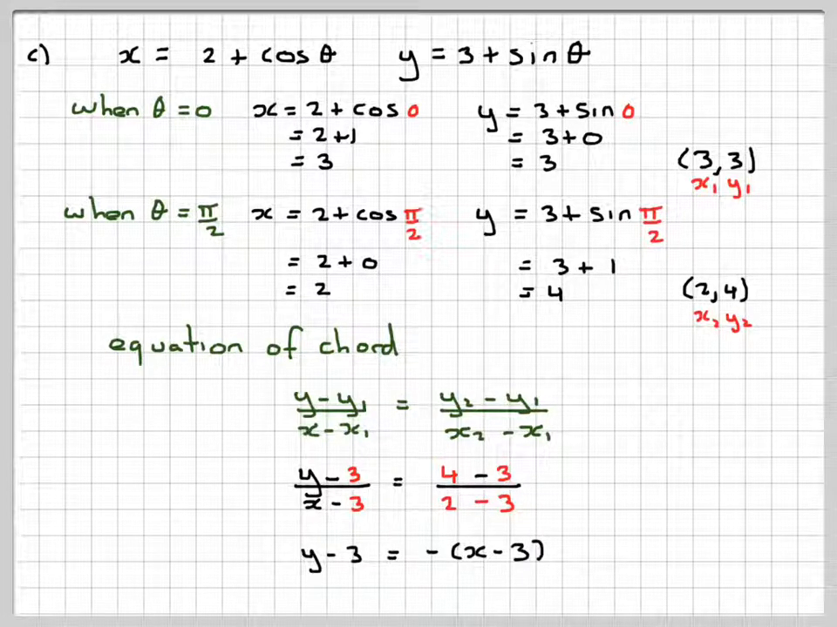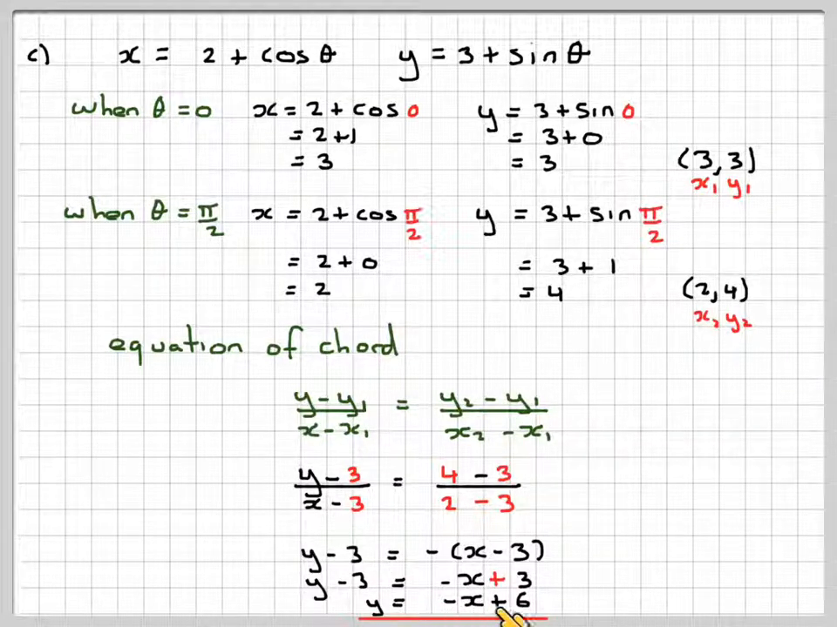So this will become y minus 3, bringing this up here, equals minus (x minus 3). So we're going to have y minus 3 equals minus x, minus times a minus is a plus 3. And therefore y will be equal to minus x plus 6.